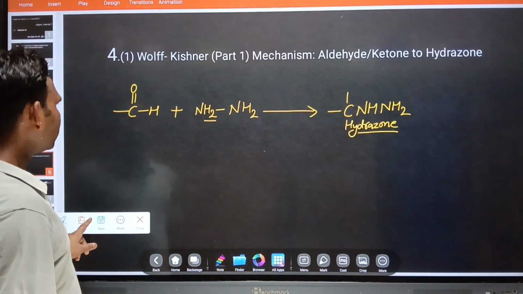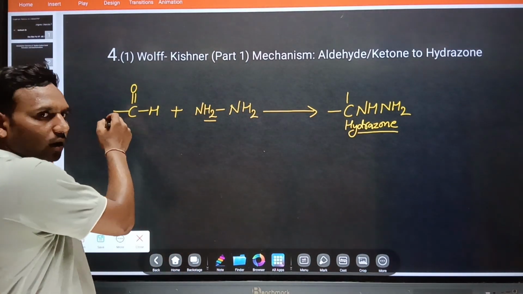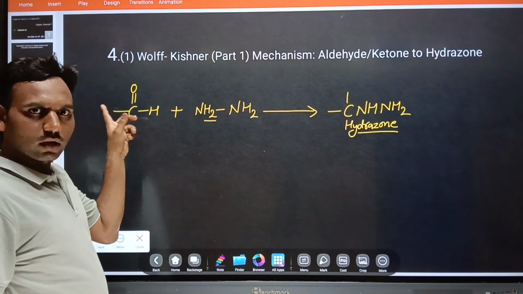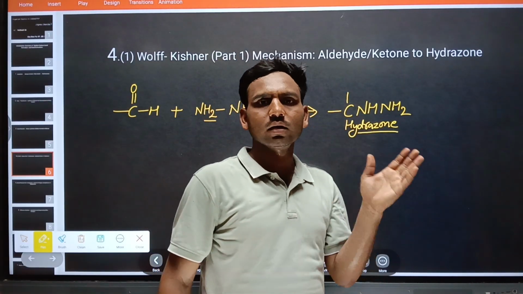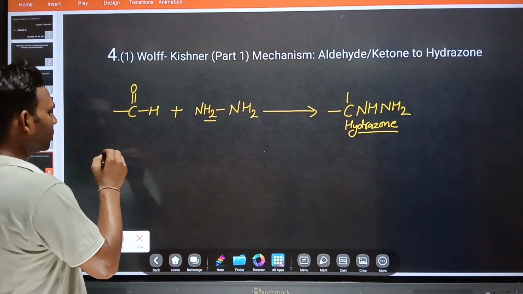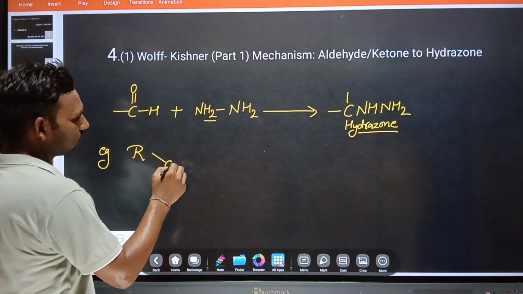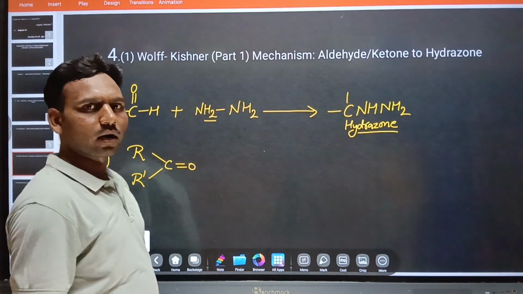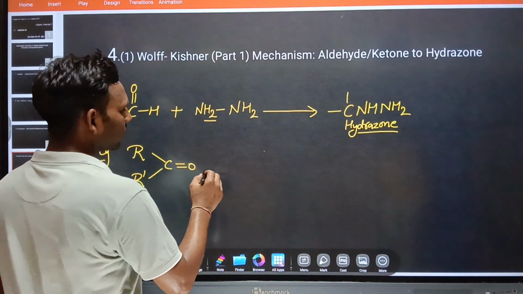Here R represents the alkyl group. So I give you the example: if aldehyde, then R CHO, and if ketone, then R and CO. So the ketone example is R C double bond O R dash, same or different, and it reacts with hydrazine.